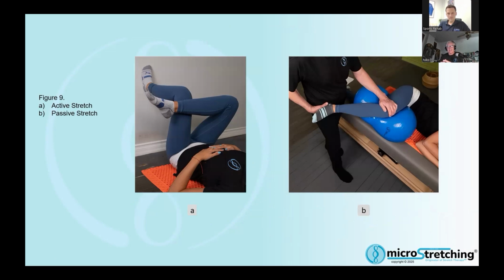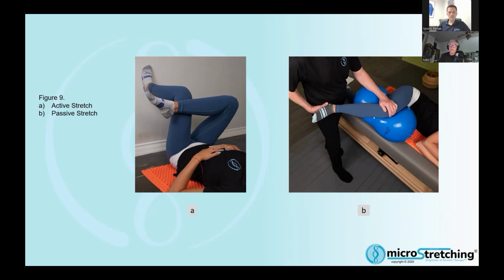So, basically, they are stretching themselves. So, it's performed by them. And in this particular stretch, the person is stretching their right glute piriformis muscle. But as you can see, the individual is lying flat on their back.